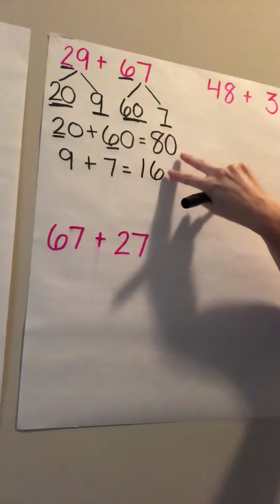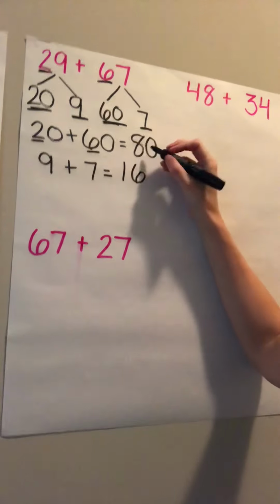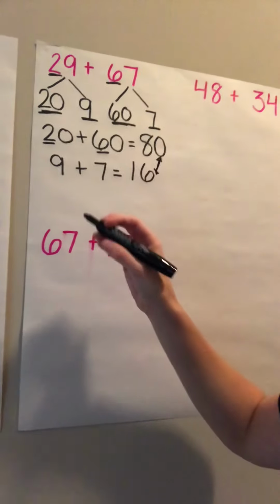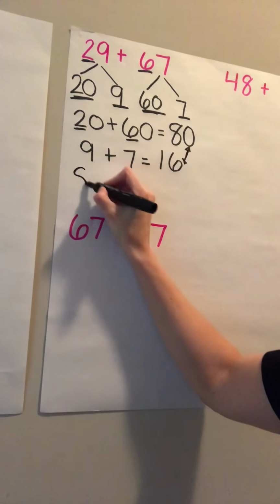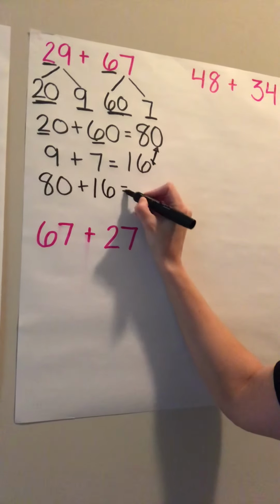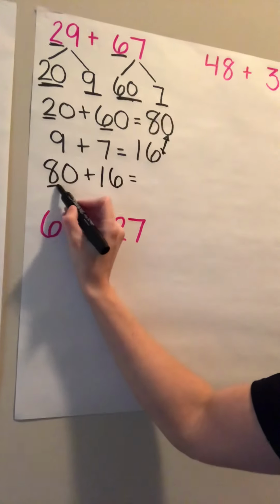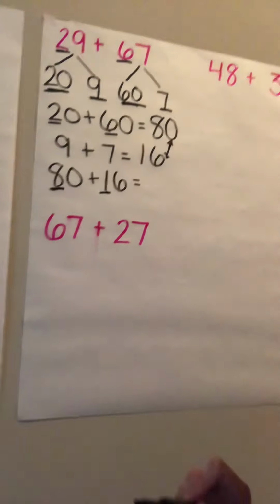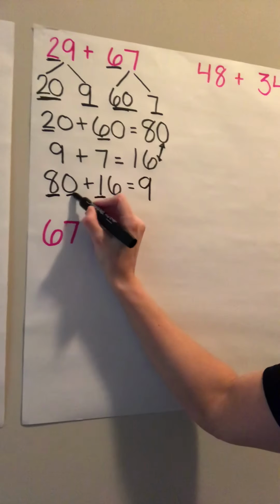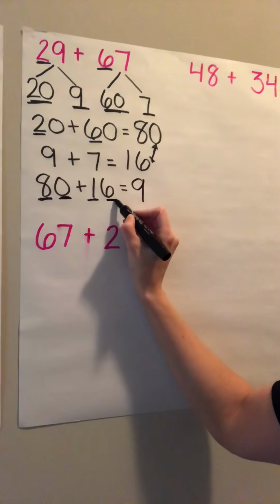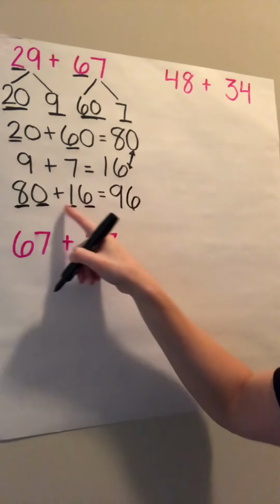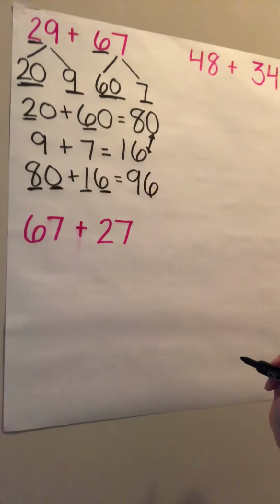And again, are we finished yet? No, because we have two answers. We need to get down to 1. So now we need to add what we got for our tens plus what we got for our ones. So we have 80 plus our 16 equals. So our 8 and our 1 equal 9, and then our 0 plus our 6 for our ones is a 6. So 80 plus 16 equals 96.